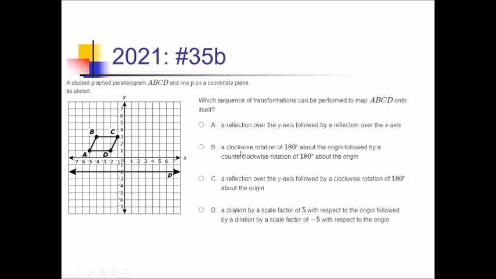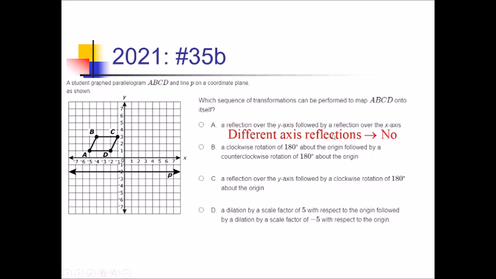So taking a look at each of these in turn, we have a reflection over the y-axis followed by a reflection over the x-axis. So y-axis would bring us this way, x-axis would bring us down here. Because these are reflecting over a different axis each time, that means that we're going to end up in a different place. We're not just going to go back where we started.